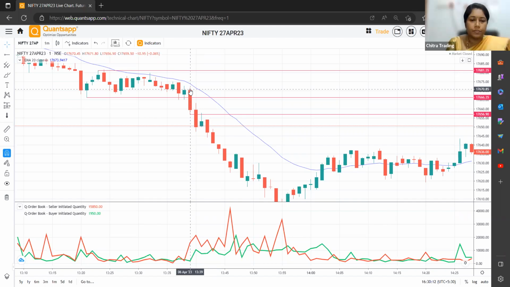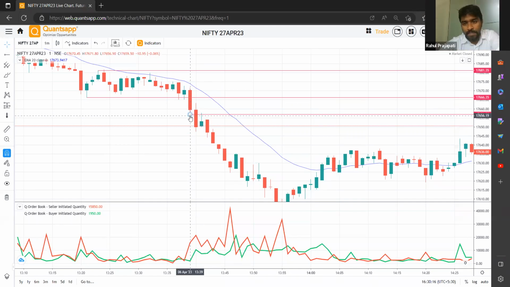Fine. Now the question arises that we have taken a trade. Once the market breaks this low, and you can see the quantity is again very high on the selling side, I get a conviction that the market has to fall. So what I'll trade, I'll simply go and buy the put option ATM. If the market is trading at 17,650, we can simply buy the 650 put option or the 600 put option, whichever suits you. Mostly we'll go very near to the ATM.